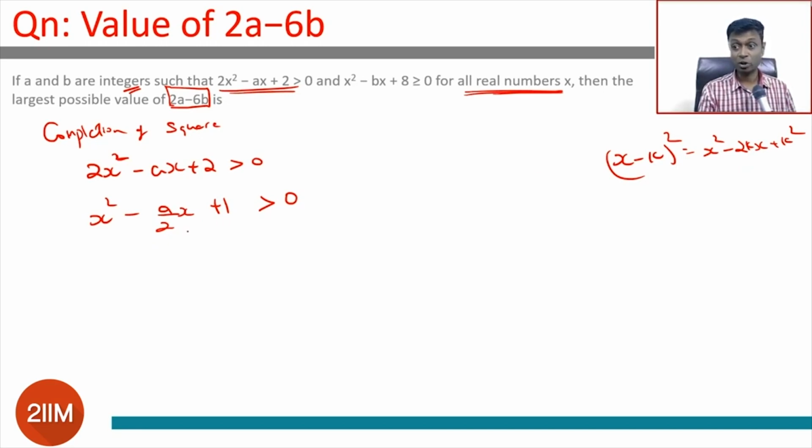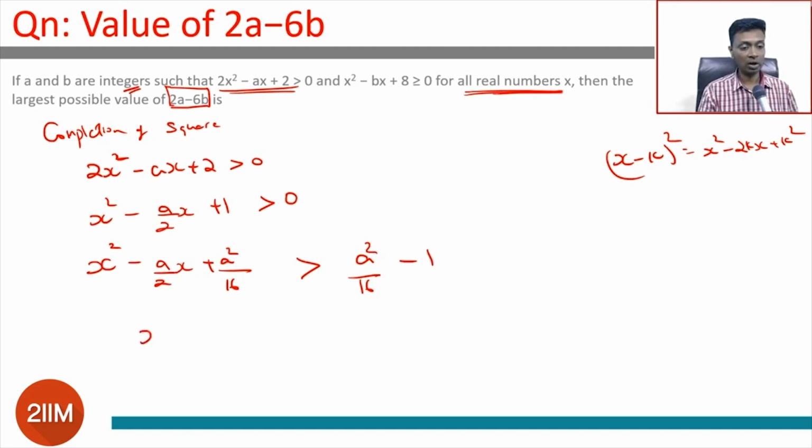That means k squared should be a squared by 16. What do I mean by that? Suppose this were x squared minus a by 2 x plus a squared by 16. This is x minus a by 4 the whole squared. And I cannot just add on one side. So I'll add a squared by 16 on this side also, and then bring this plus 1 to this side as minus 1. Or x minus a by 4 whole squared is greater than a squared by 16 minus 1.